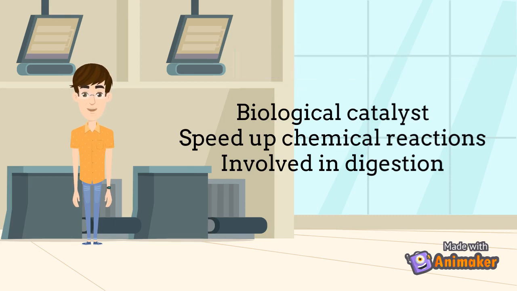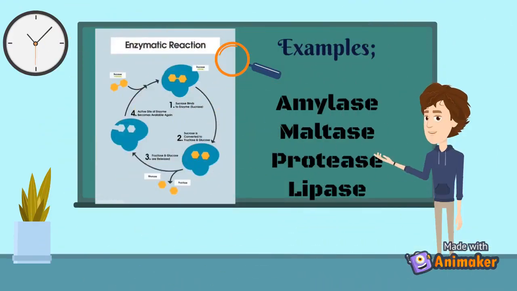Without them, there would be no food digestion. Some examples of enzymes are amylase, maltase, protease and lipase. Amylase and maltase help the digestion of starch to glucose. Protease helps in the digestion of proteins into polypeptides and later into amino acids, and lipase helps in the digestion of lipids into fatty acids and glycerol.